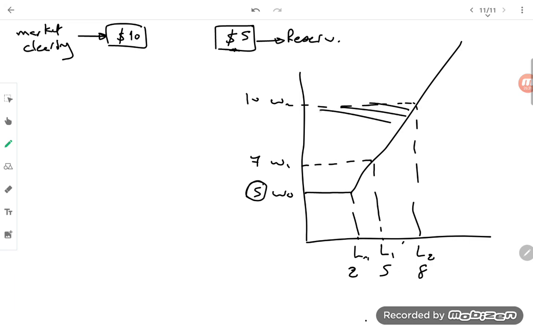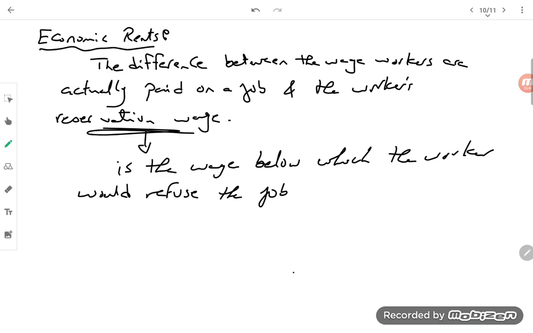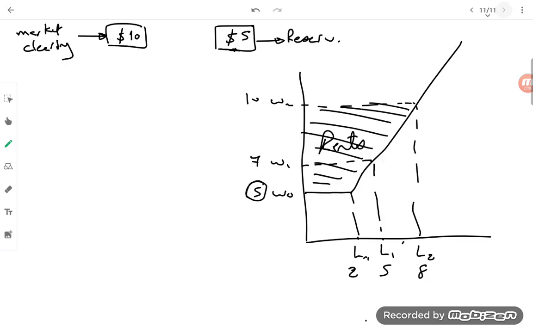So this is the rents, the area. This area represents the economic rents. So economic rents are the area between the market clearing wage, which is W2, and the labor supply curve. This is the labor supply curve. This is the minimum wage that can be accepted, and this is the labor supply curve. This area is the economic rents.